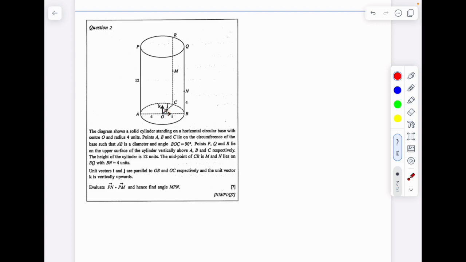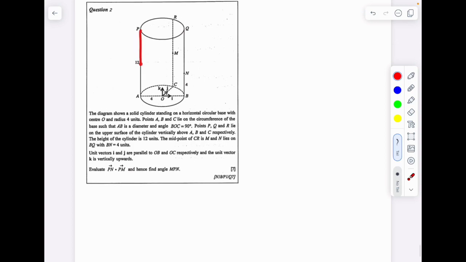Points P, Q, and R lie on the upper surface of the cylinder, vertically above A, B, and C respectively. The height of the cylinder here is 12, and the midpoint of CR is M over here. And the unit vector k is vertically upwards. Evaluate the dot product of PN dotted by PM. Okay, and what's that going to give you?